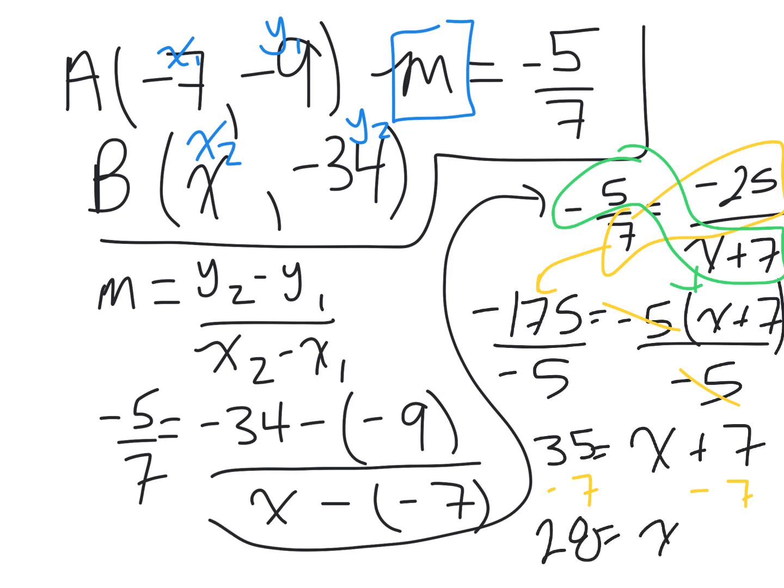And that is how to find one of the two coordinates. If it asks you for your final answer of what your coordinate pair is, you take that 28 you got and put it in right there. So your ordered pair, or coordinate pair, would be (28, -34) for point B.